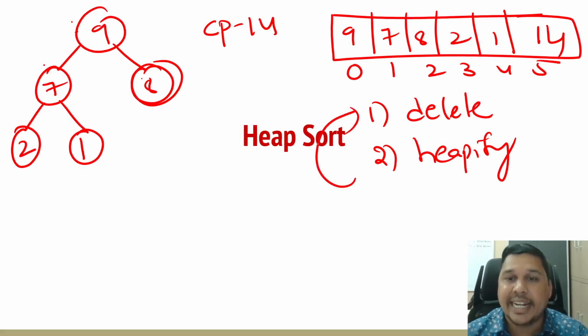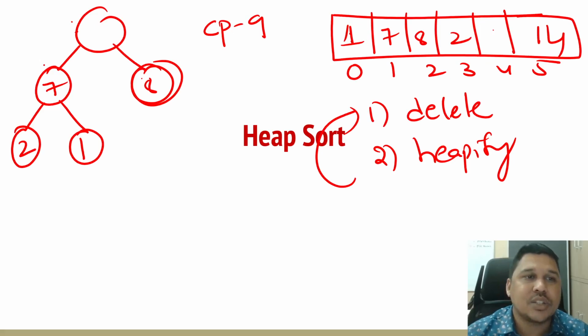Again go back and delete the root element. So, 9 I have to delete, I will copy that into my separate variable. Okay. Now, whatever is there in the last position, that is 1, you bring it and keep it in the first position. 1 comes here, this box is empty now.